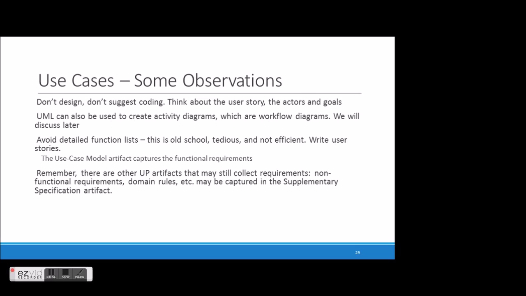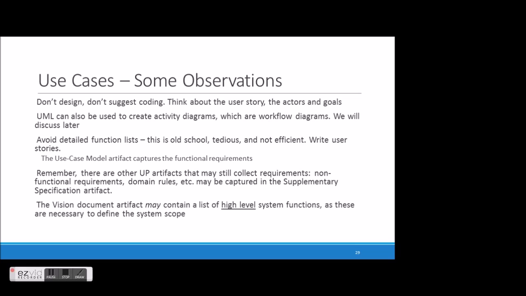Remember, there are other UP artifacts that may still collect requirements, non-functional requirements, domain rules, and they can be captured in the supplementary specification. So there are other things out there that can catch requirements. What the use cases are good at is capturing the functional requirements. What is it that the system's going to do? How is it going to behave? The vision document artifact may contain a list of high-level system functions as these are necessary to define the scope, but avoid, again, the whole function list thing. That's kind of old-fashioned.